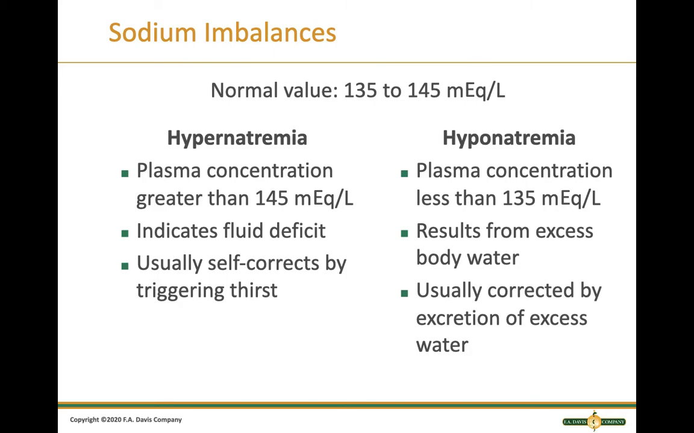You don't need to have the values memorized, but hypernatremia is a plasma concentration greater than 145, and it indicates a fluid deficit. Usually self-corrects by triggering thirst, so once you drink more, you're good again. Hyponatremia is a plasma concentration of sodium of less than 135. This can result from excess body water, usually corrected by excretion of excess water. So basically you pee more and you're okay. Your body is constantly regulating these levels and keeping them in homeostasis.